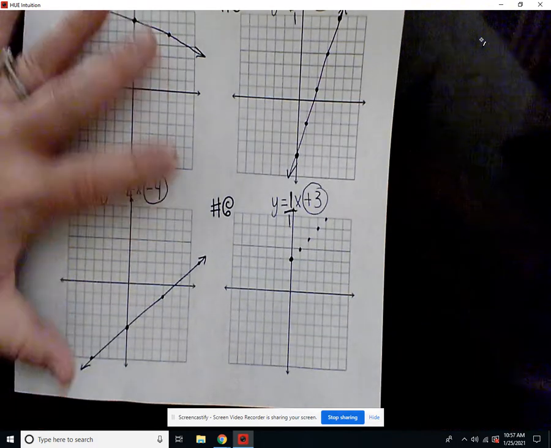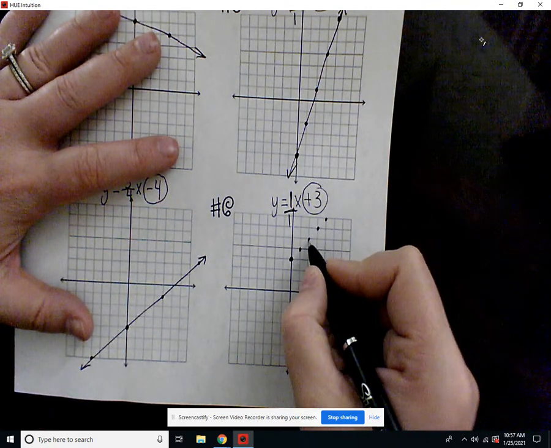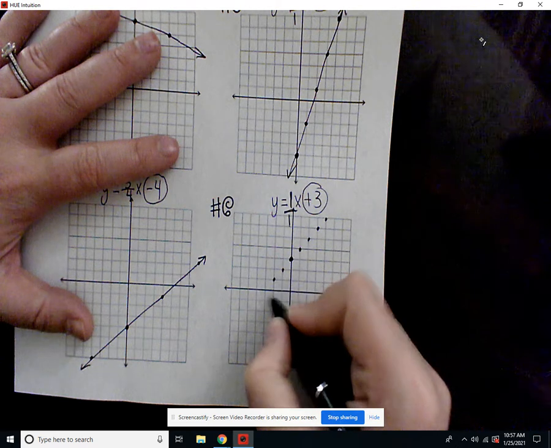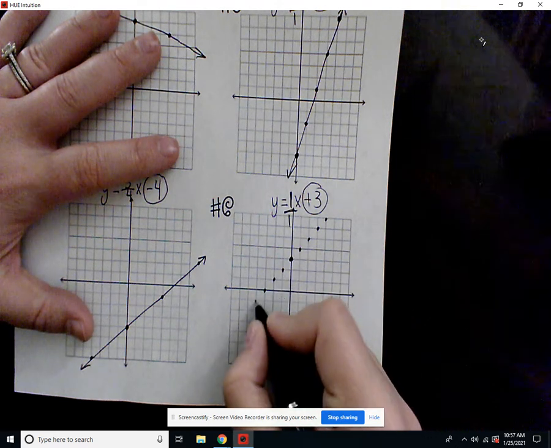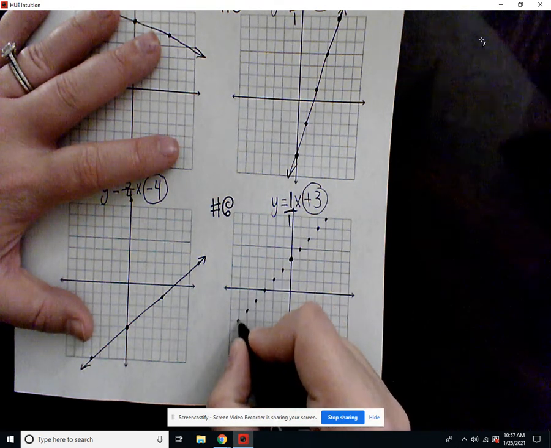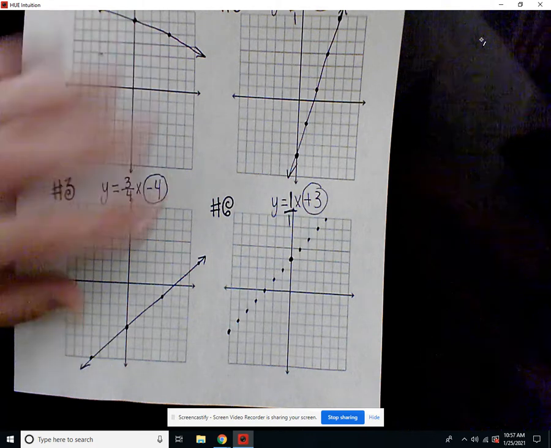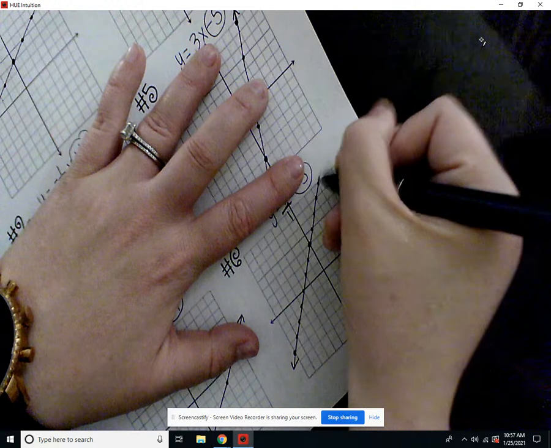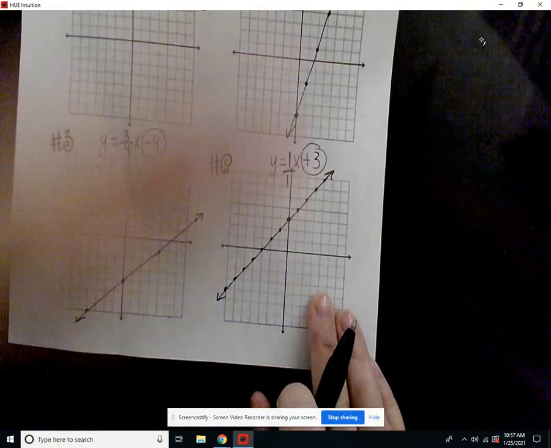So now we're going to do the opposite. So down 1 over 1, down 1 over 1, and so on. We're going to keep going until we can't put in any more dots. So again, lots of dots. We're going to connect them. And then we get our line.